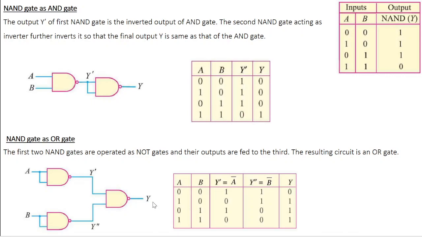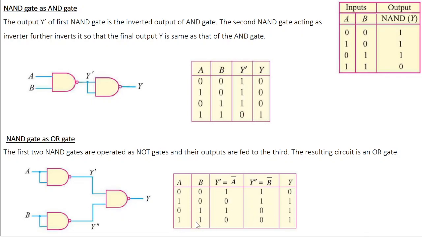Okay, so let's see how the truth table lays out here. When both A and B are 0, Y prime is A inverse, 1, and Y double prime is B inverse, 1. When both the inputs to a NAND gate are 1, then the output is going to be 0. Second, when A equals 1 and B equals 0, Y prime is 1 inverse, 0, and Y double prime is 0 inverse, 1. When you have 0 and 1, the output is going to be 1. Same way, when the inputs are 0 and 1, the output is going to be 1.